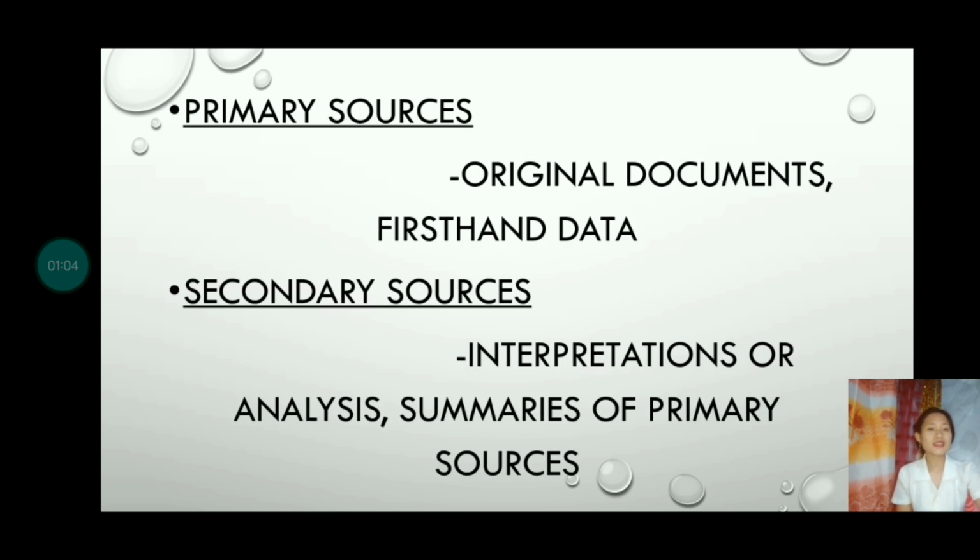Primary sources are the original documents, the first-hand data. Examples of this are diaries, letters, music, and art. Those are examples of primary sources. While secondary sources are interpretations, analyses, or summaries of primary sources. Examples of this are books and articles, reviews, critics, and textbooks. Those are examples of secondary sources.